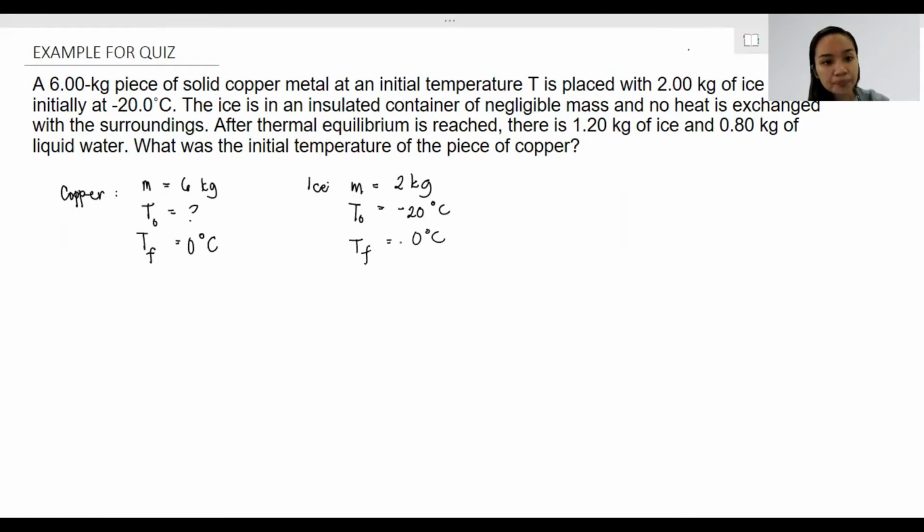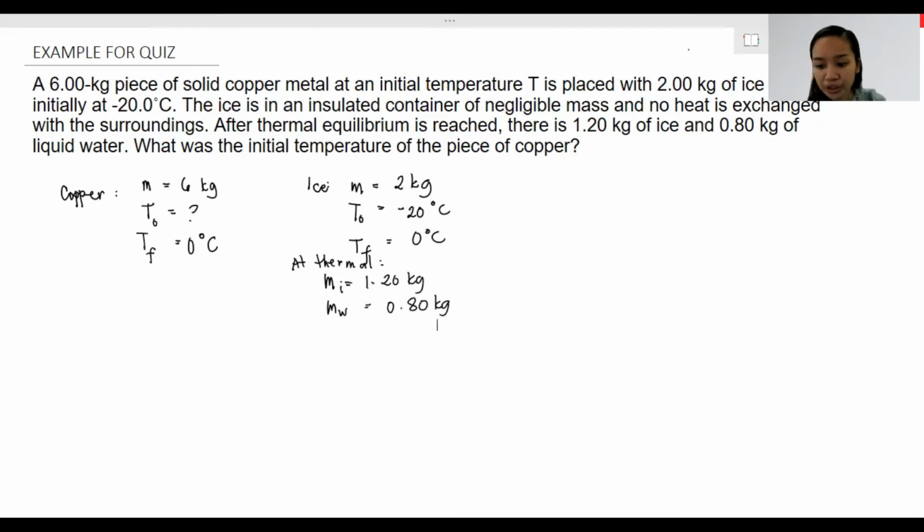So that is our final temperature. Now at thermal equilibrium, take note that our ice became 1.2 kilogram only, and then we now have water, which is 0.80 kilograms.